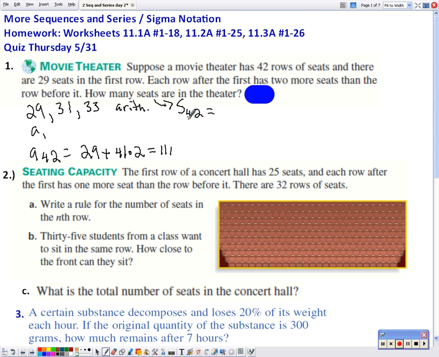So S sub 42 would be 42 times 29 plus 111, over 2. Grab my calculator. And that gives me 2,940 seats. Alright, so this is a similar problem. Why don't you pause the video and try this one on your own.